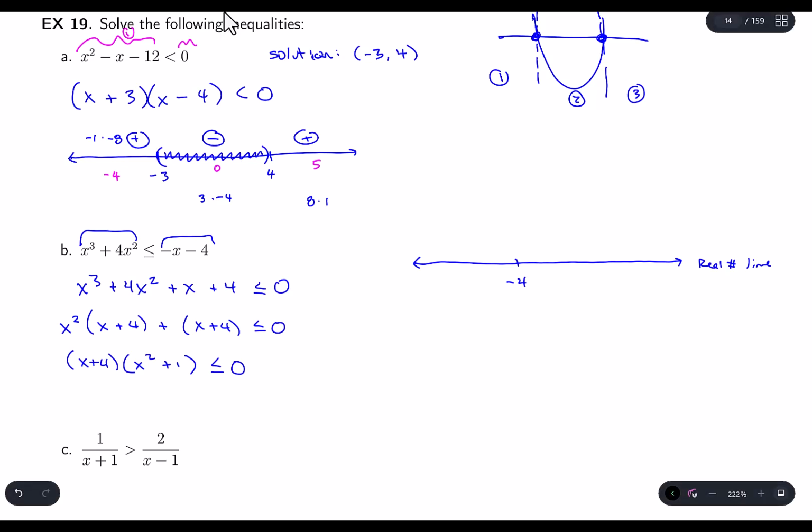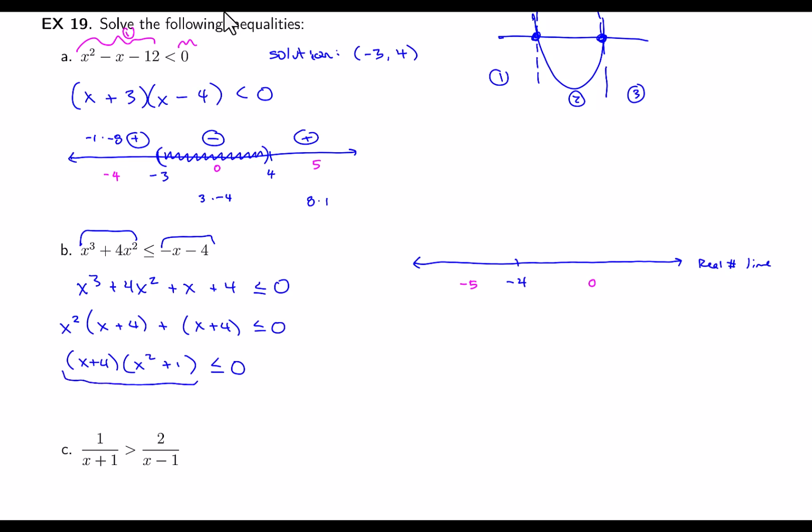So the intervals, I could pick something, say at -5, and 0 looks easy. If I put -5 into, just pick the simplest expression you can, plug it in here, that would be, let's see, -5 plus 4 is -1. 5 squared plus 1 is 26, so everything's negative on that interval. If I put in 0, that would be 4 times 1. Everything on that interval is positive.